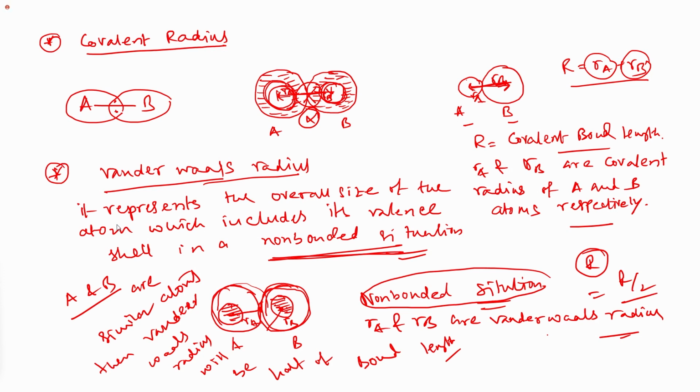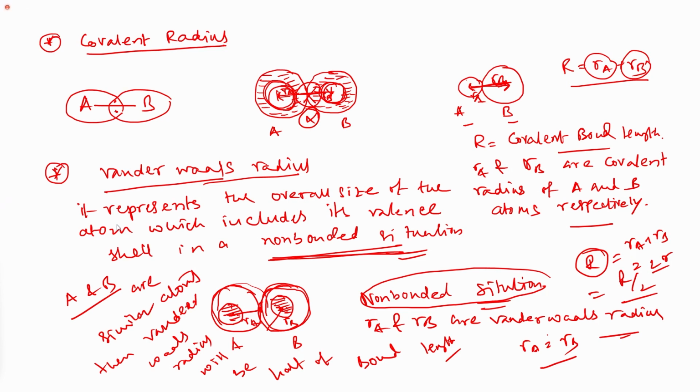So when the two atoms are similar, then RA equals RB, so RA plus RB equals 2R, and the van der Waals radius will be 2R by 2, equal to R. This applies when the two atoms are similar, like F2, Cl2, O2, N2, H2. But when they are not similar atoms, there will be a specific van der Waals radius for the specific atoms.